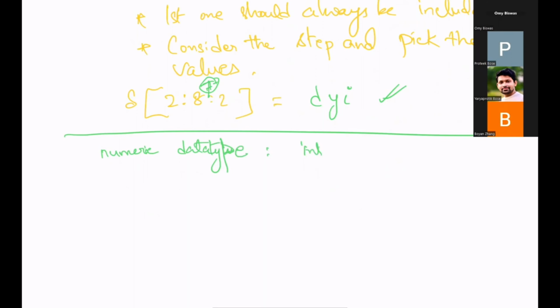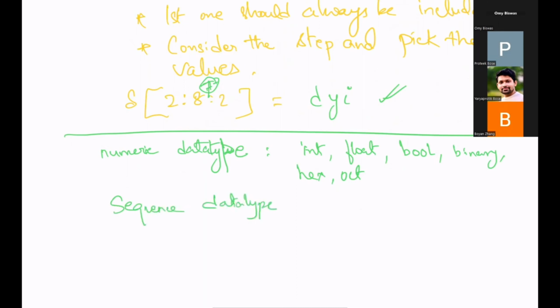Like int, float. Then we have Boolean. Then binary, hexadecimal, octal. Okay, and then finally the sequence data type, that is string, which we have just now discussed, slicing, and other functions like length.